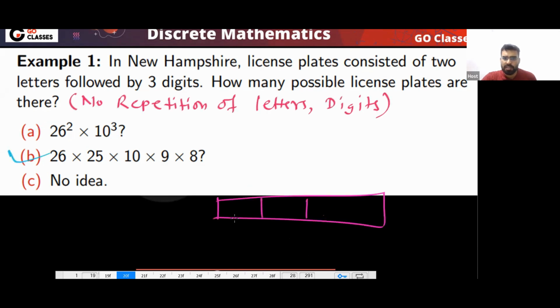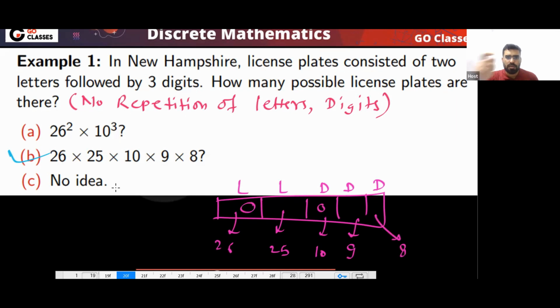So because there is no repetition, here you want a letter, here you want another letter, here you want a digit, a digit, and a digit. For the first letter, we have 26 choices. But whatever I put here, now only 25 choices are there. For the digits, we have 10 choices. Whatever I put here, I cannot reuse, because I cannot repeat. No repetition. And finally, the answer will be option B.